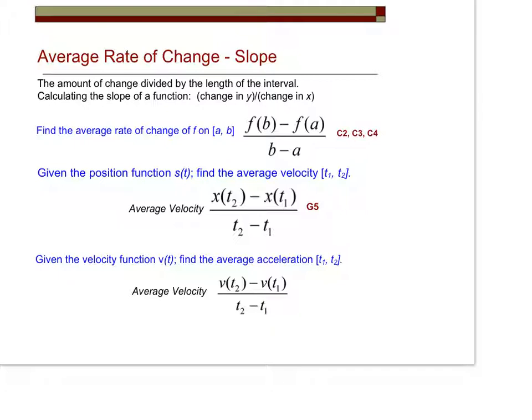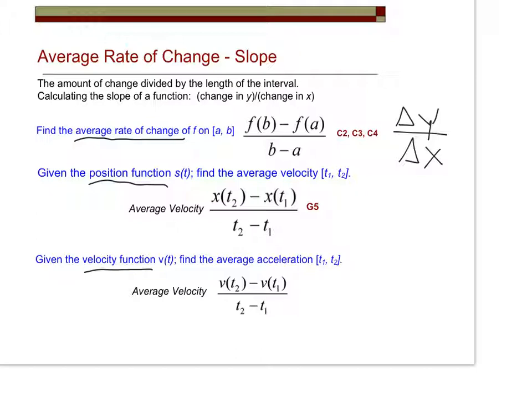Okay, so this is just a summary of what we were looking at. If you're asked to find the average rate of change, it would always be f of b minus f of a all over b minus a, the change in y over the change in x. If you're given a position function to find the average velocity, again, the change in y over the change in x. If you're given a velocity function to find the average, it is the change in the velocity over the change in time.